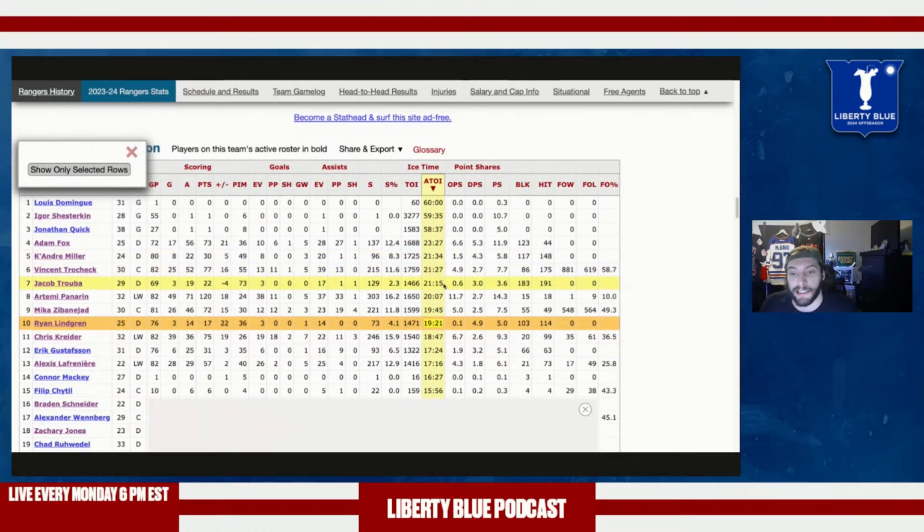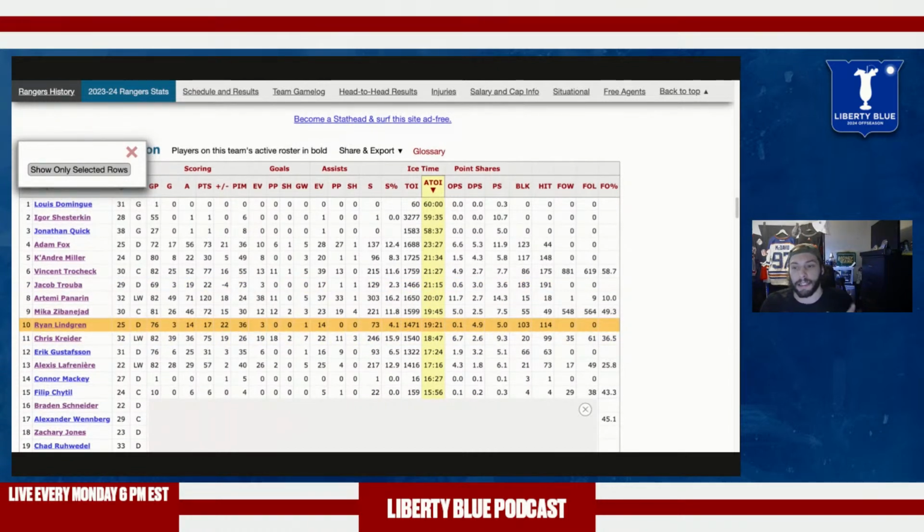Trouba's out there because he kills penalties. That's why he's up here. Lindgren is here. That tells you a little bit less in responsibility, that at end of games, they would probably rather have Trouba and Miller out there, but on occasion, you're going to have Lindgren and Fox out there.